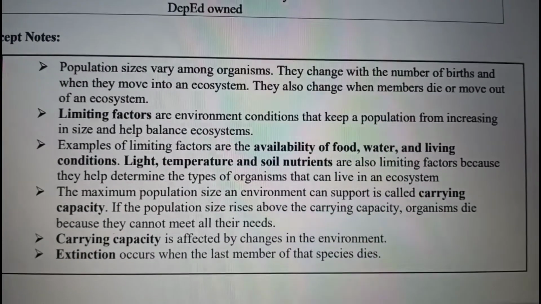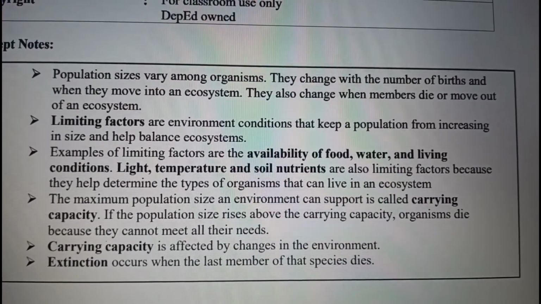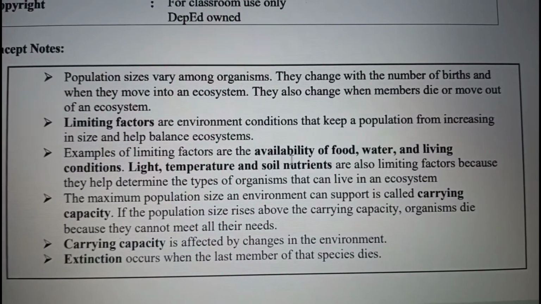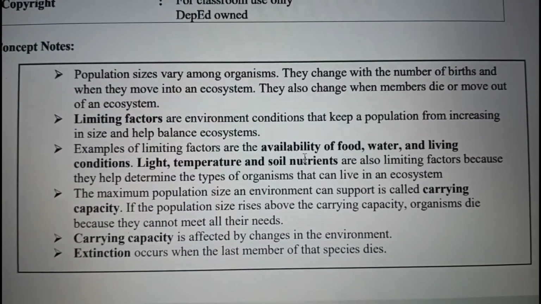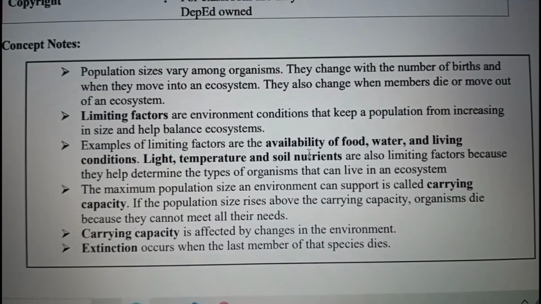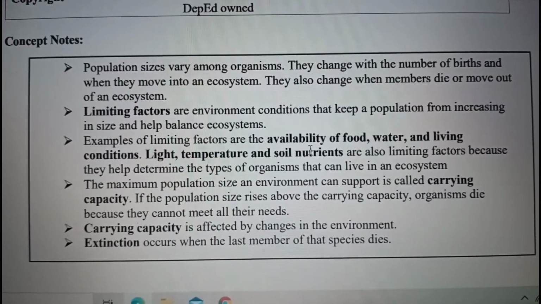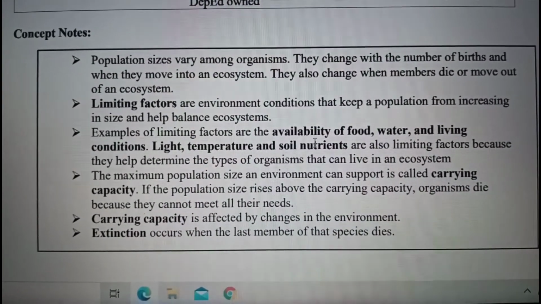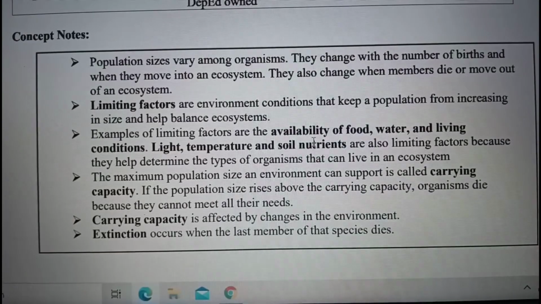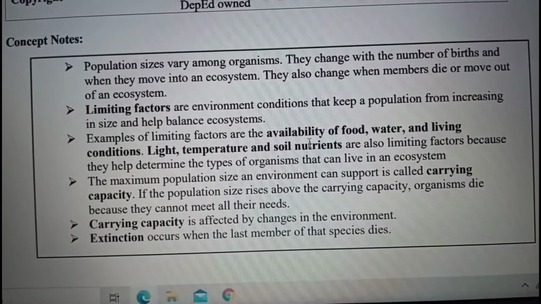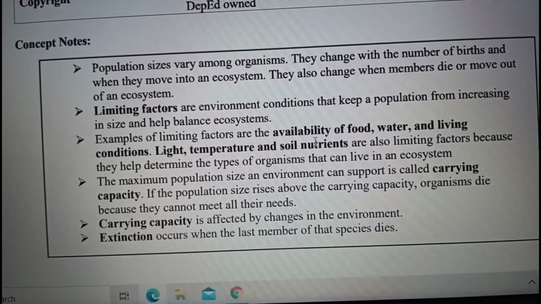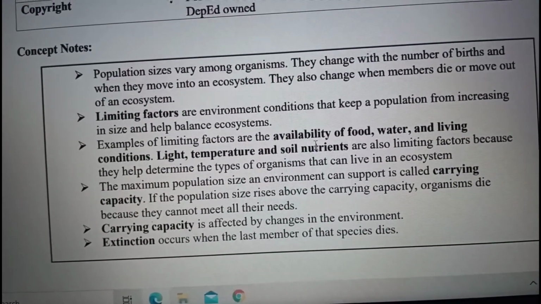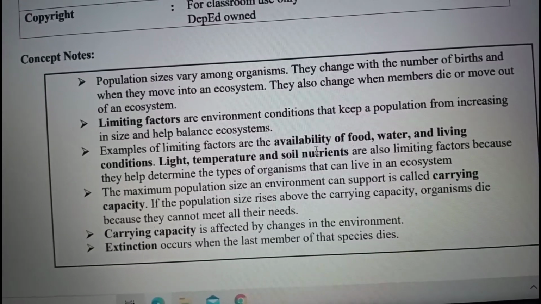So, what are the limiting factors? Okay, so what are the examples of limiting factors? So, number 1 is the availability of food. Meaning, what food is available in that certain area? Is it food that everyone can eat? Or there are also certain foods that cannot be eaten by other species but can be eaten by others. So that is availability of food.